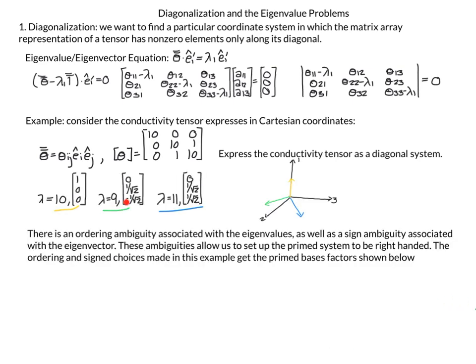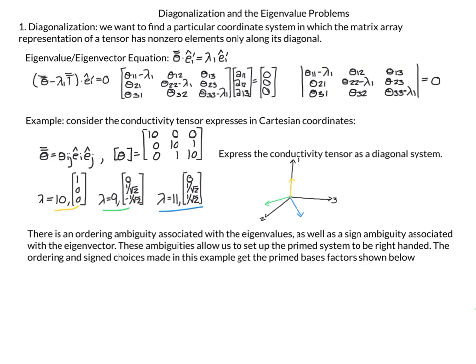So now I have my 3 eigenvalues, lambda equals 10, lambda equals 9, lambda equals 11, and my 3 eigenvectors associated with them. Those are the vectors we just calculated. For lambda equals 10, the eigenvector was 1, 0, 0. For lambda equals 9, the eigenvector was 0, 1 over square root of 2, minus 1 over square root of 2. For lambda equals 11, the eigenvector was 0, 1 over square root of 2, 1 over square root of 2.